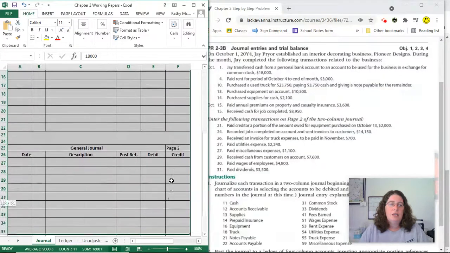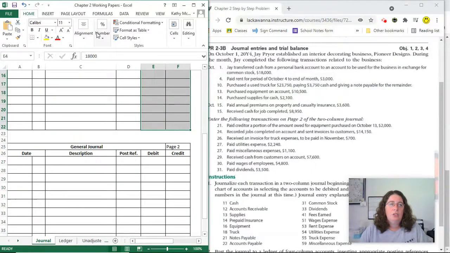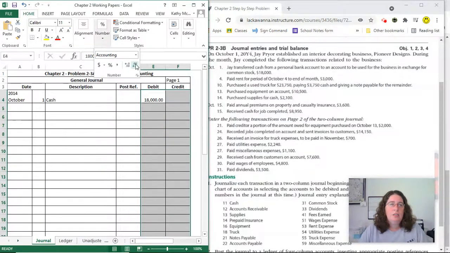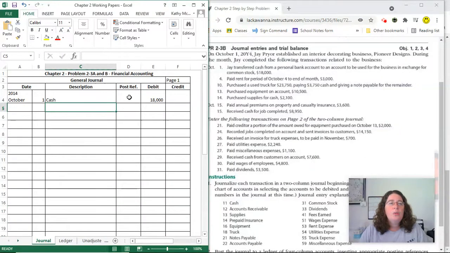I'm going to make this column be commas with no decimals. There we go. Okay, so that is our debit. We always list our debit first, and our debit is always all the way out to the left-hand side. Now, for every debit, we have to have a credit. Our equation has to balance. Debits have to equal credits. So we have an $18,000 debit to cash.